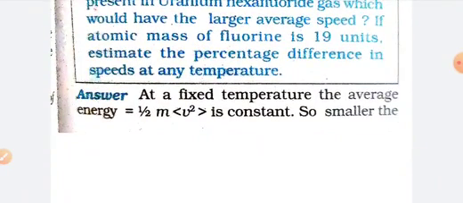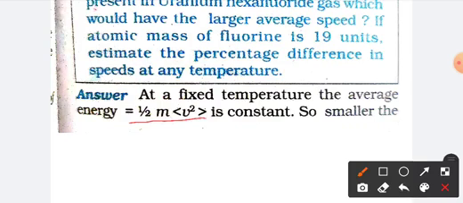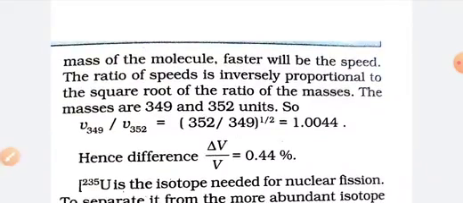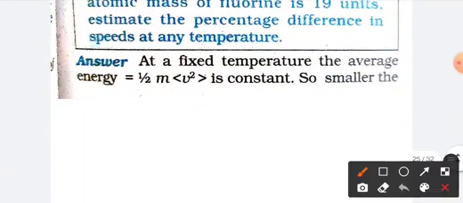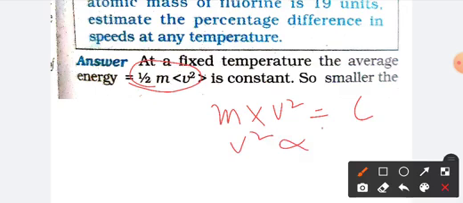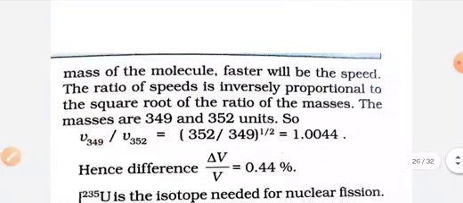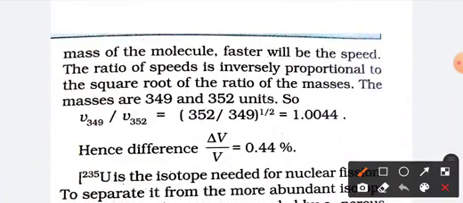Now at a fixed temperature, the energy is equal to half m v bar square, correct? And that value will be constant for both, because it depends only on the temperature. So the smaller the mass of the molecule, the faster will be the speed. This value is constant now, because temperature is constant. That means m times v square is constant. That means v square is inversely proportional to mass. That means if mass decreases, velocity will increase, correct? So the smaller the mass of the molecule, the faster will be the speed.